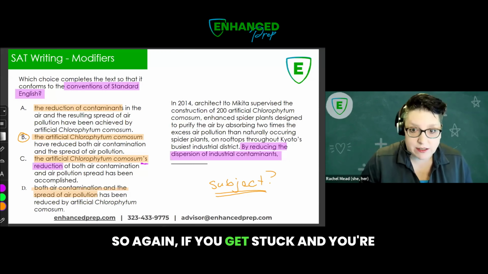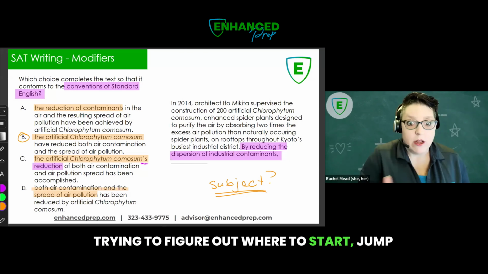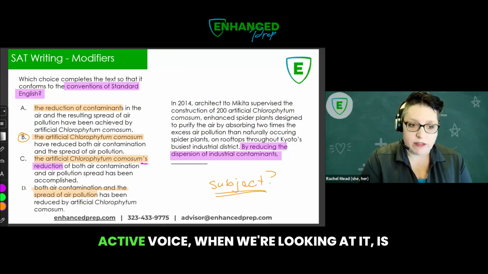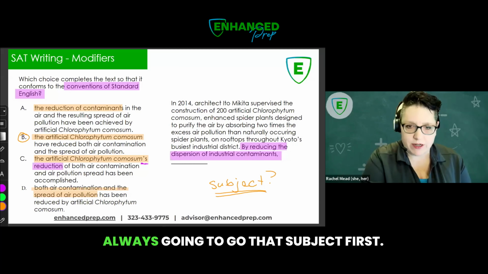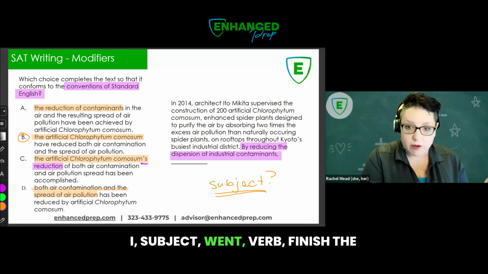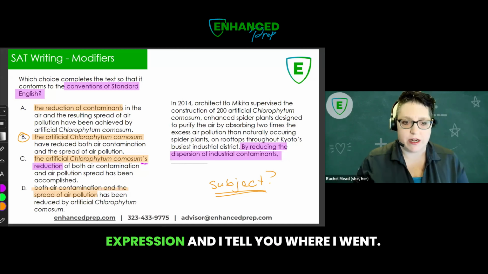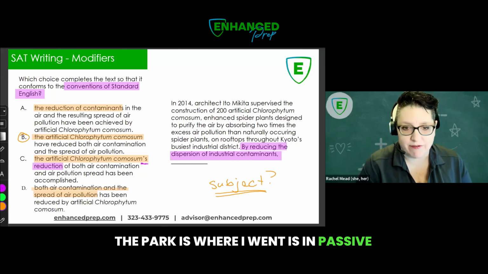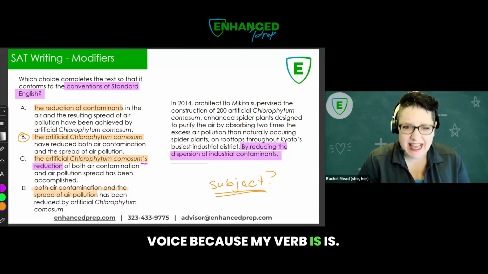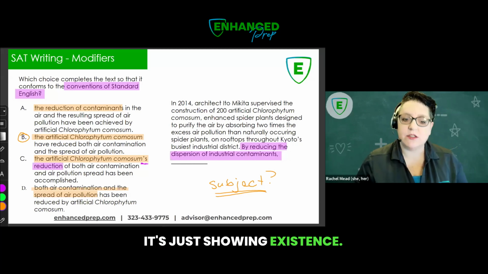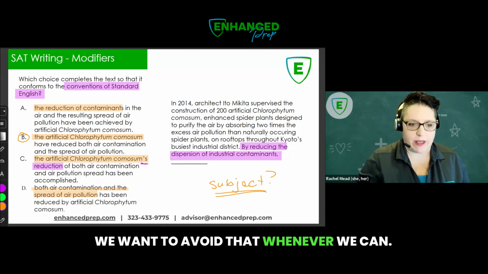So again, if you get stuck and you're trying to figure out where to start, jump into that shortest answer first. Active voice, when we're looking at it, is always going to go that subject first. For example, I went to the park. I, subject, went, verb, finish the expression, and I tell you where I went. The park is where I went is in passive voice because my verb is. It's not showing any action. It's just showing existence. We want to avoid that whenever we can.